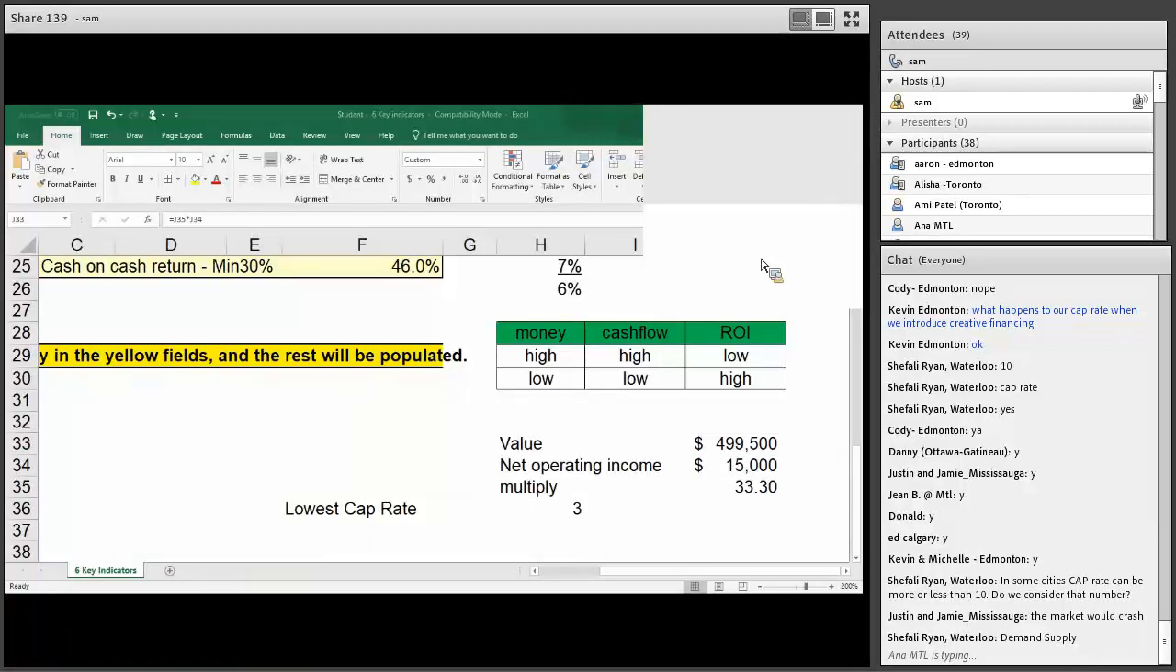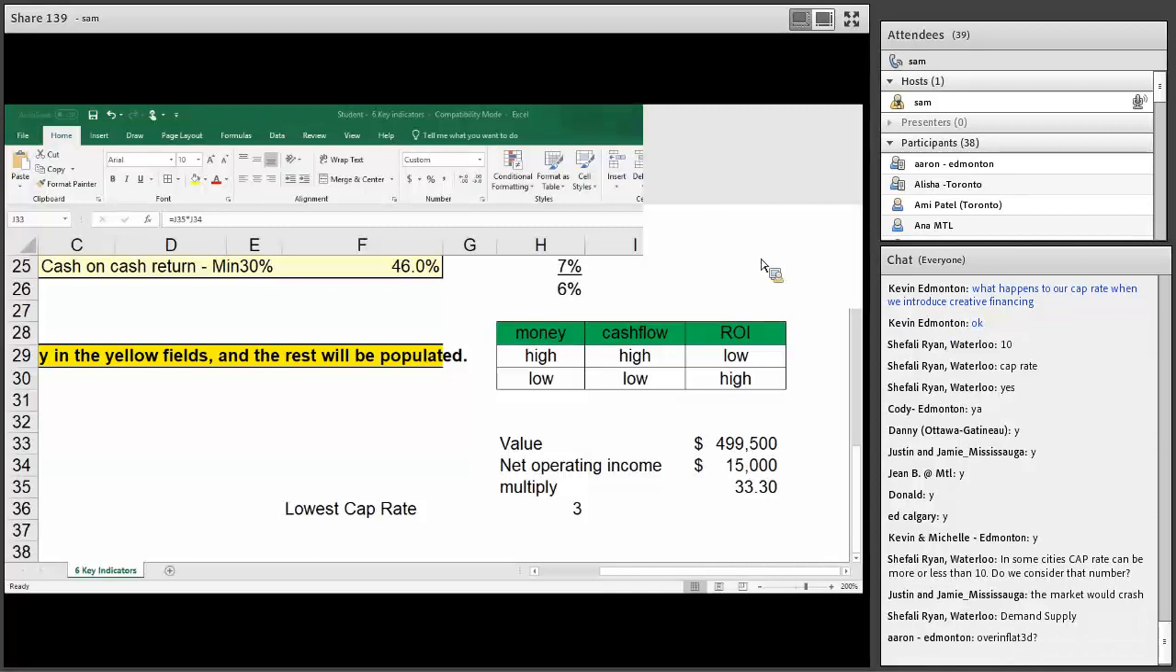So the market would crash. Well, not necessarily crash. If the cap rates were super high, though, Justin, I will say this, that could cause a problem. That could say something's really wrong with the market. It could be a crash at some point happened that created that. Overinflated. I don't know if overinflated is the right word, but I know where you're coming from there, Aaron.